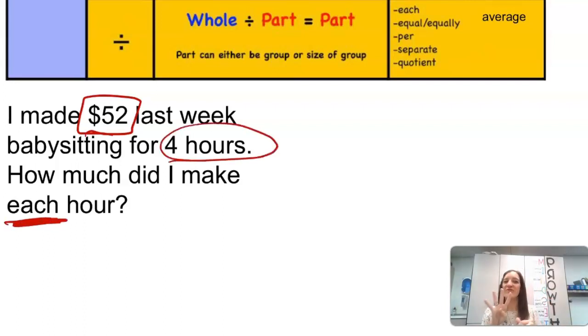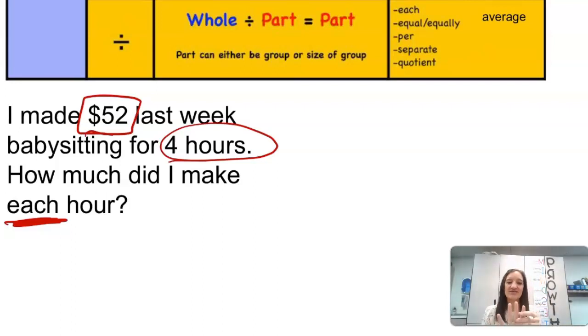I worked a total of 4 hours, and I'm wanting to know what that is for just each one of these hours. So you see I'm taking the whole $52 and I'm dividing it between each of my 4 hours that I worked. That is an example of division.